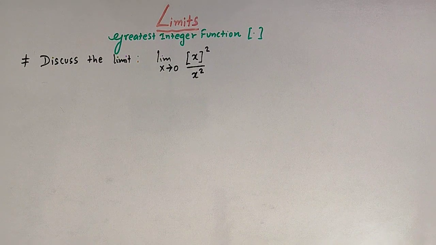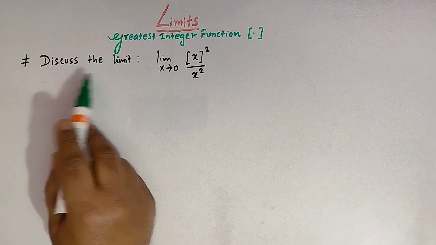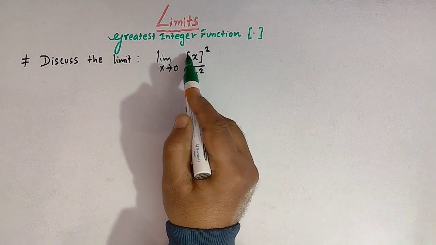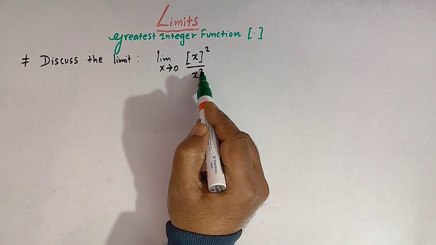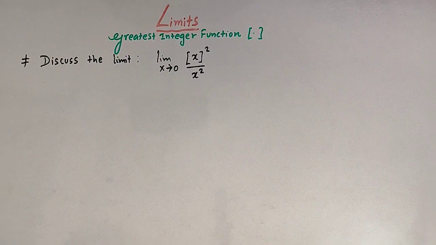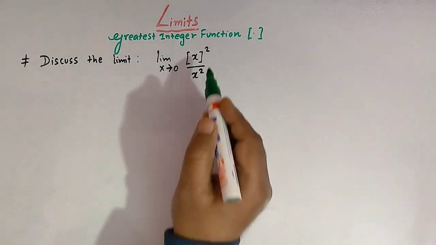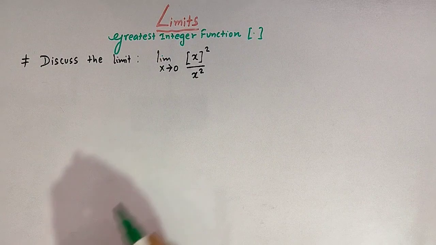Hello viewers, in today's class we are going to discuss yet another important and conceptual problem from limits involving the greatest integer function. We have to discuss the limit as x tends to 0 of the greatest integer of x squared divided by x squared, where we have the square of the greatest integer of x. We have to see whether the limit of this function when x approaches 0 exists or not.